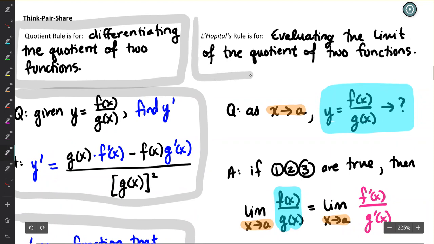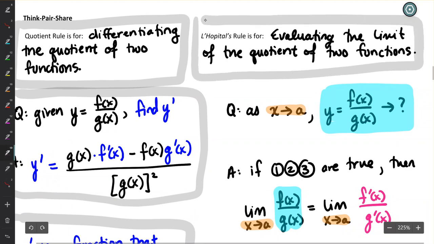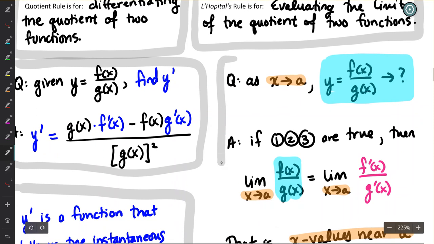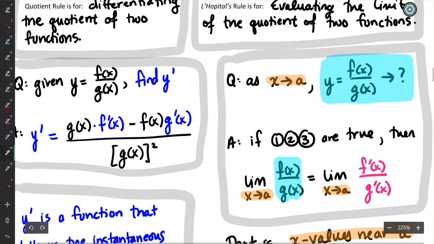L'Hopital's rule is used to evaluate the limit of two functions. So here is the question. It's not what's the derivative. The question is, as x gets close to a, what do the y values get close to on the curve y is f divided by g?